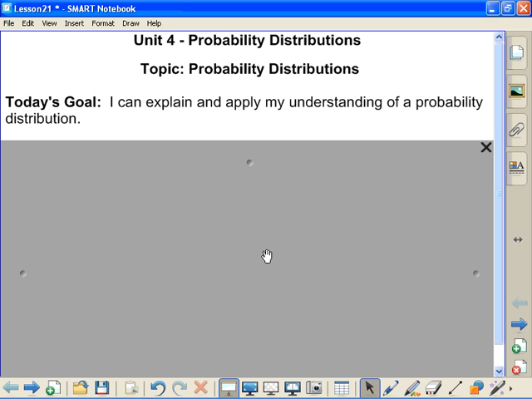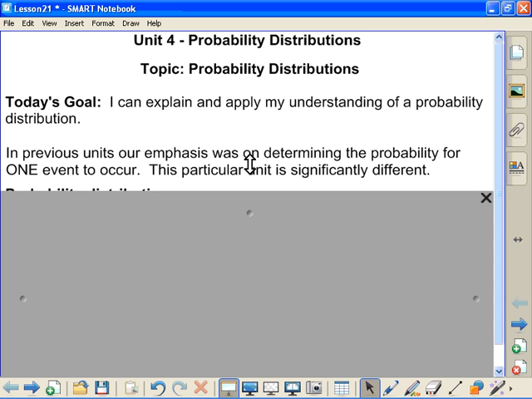So what's your goal for today? Once you've completed the note and gone through the homework, I can explain and apply my understanding to probability distributions. So we're just looking at being able to describe, explain, and work a little bit with them.